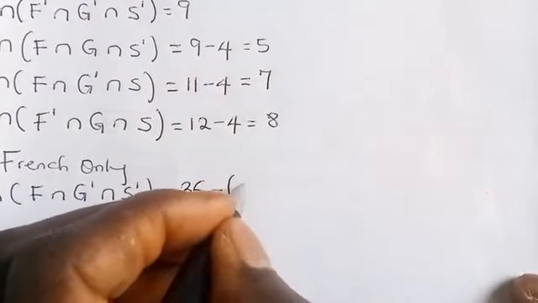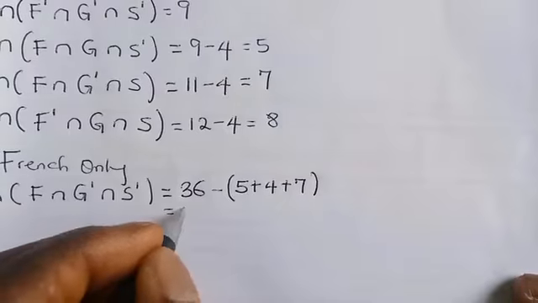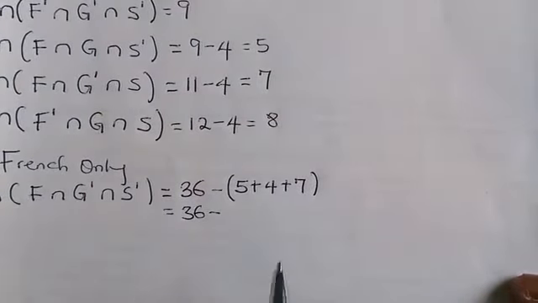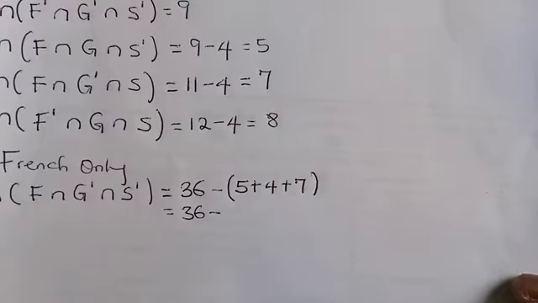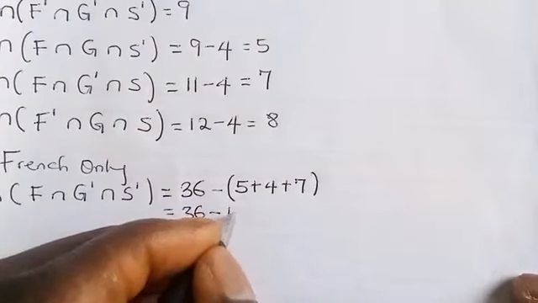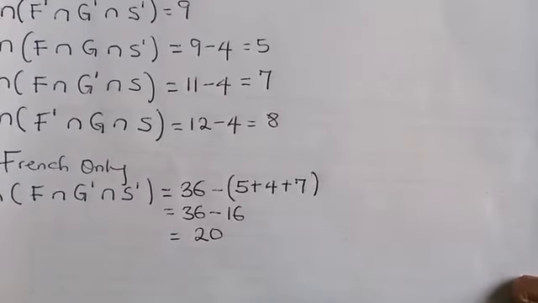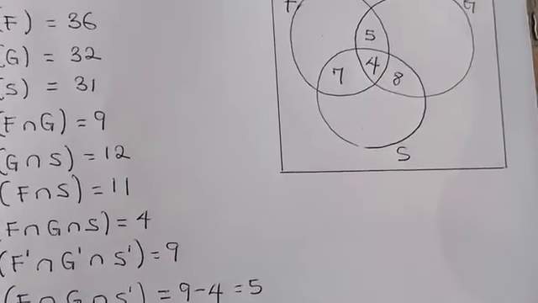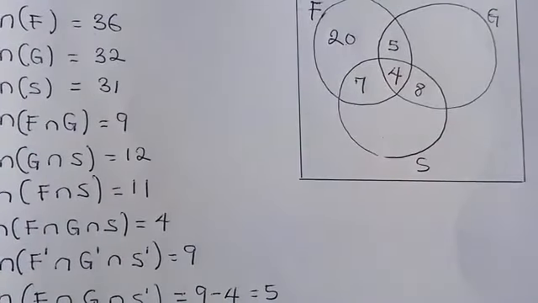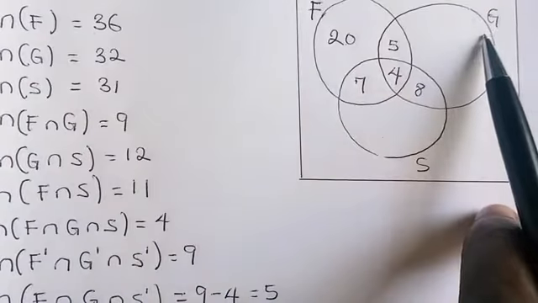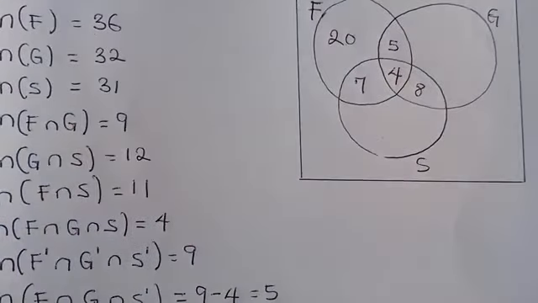So we have 36 minus 5 plus 4 plus 7. And that's equal to 36 minus, 5 plus 4, we have 9. 9 plus 7, we have 16. So 36 minus 16, we have 20. So 20 students offered French only. So we come back to our Venn diagram and write 20 for French only. The same way for German only, we are going to subtract 5, 4, and 8 from this number 32 to know German only.